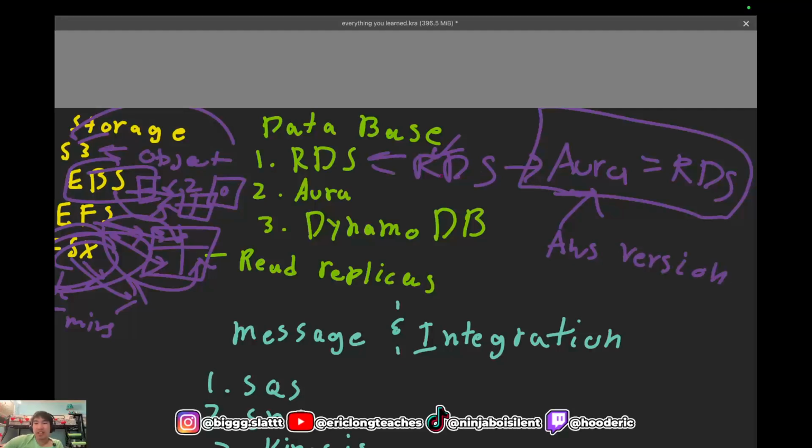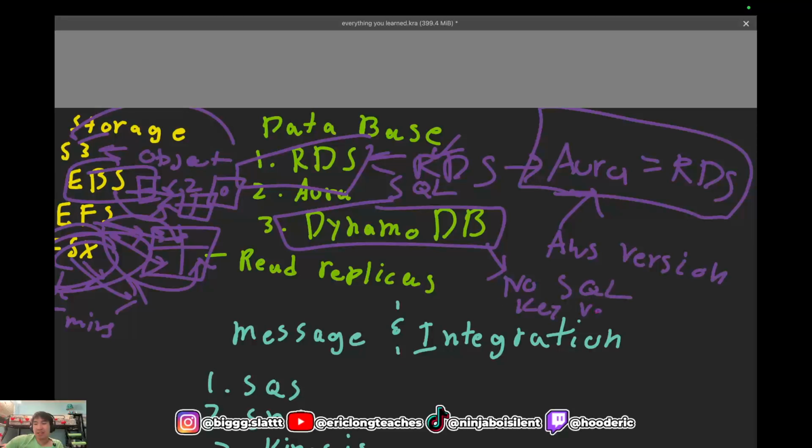And these all run SQL, so these two right here run in SQL. While DynamoDB is NoSQL, which means it runs in key-value pairs, and each of the values and keys are not related to each other.